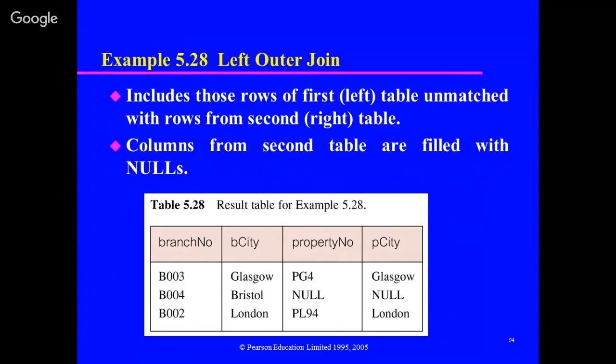Okay, so this particular thing is called a left join. Why is it called a left join? Because here every row from the left table will show up. What is the left table here? It is the branch table. The right table is the property table. So every row in the left table will appear. If there is no matching row found in the corresponding right table, I will put null values for those attributes, but it is guaranteed that every row from the left table will appear in the output. So Glasgow, Bristol, and London show up.